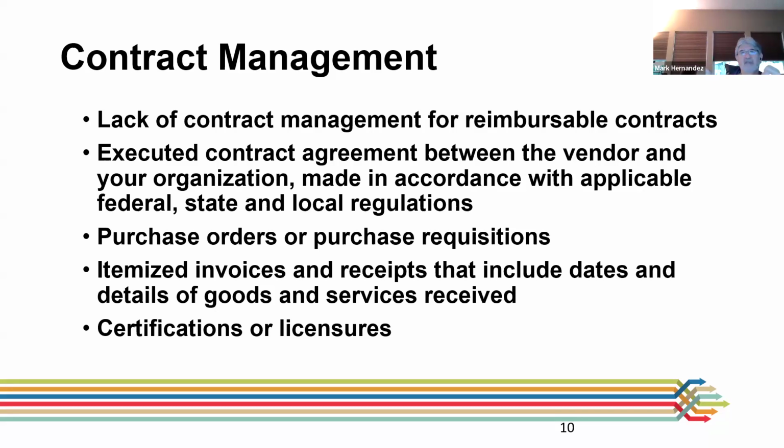Purchase orders, requisitions, anything like that would be part of contract management. Itemized invoices and receipts, when they include dates and detail on goods and services, that's okay. But now they want a little bit more than that. And for things like licensed counselors, or even CPAs, you may want to have a copy of their licensure or certification.